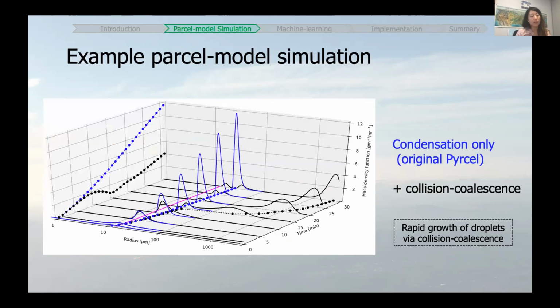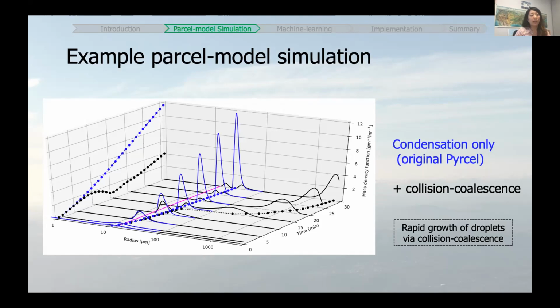And on the z-axis, we have mass density function. So it's abundance in terms of mass. Originally, there was only condensation in the parcel model, which was blue. So over time, it grows very gradually in a rising parcel, but it was very slow.